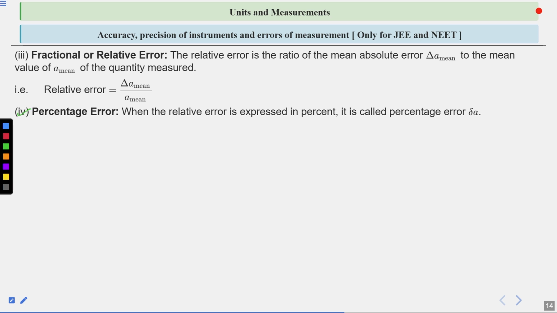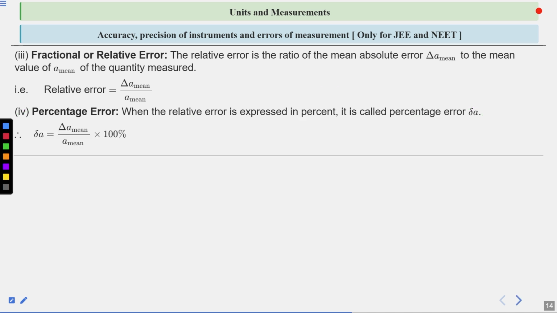Fourth error is percentage error. How can we determine the percentage error? When the relative error is expressed in percent, it is called percentage error. So here we take ΔA mean divided by A mean, multiplied by 100%. So it is the percentage error.